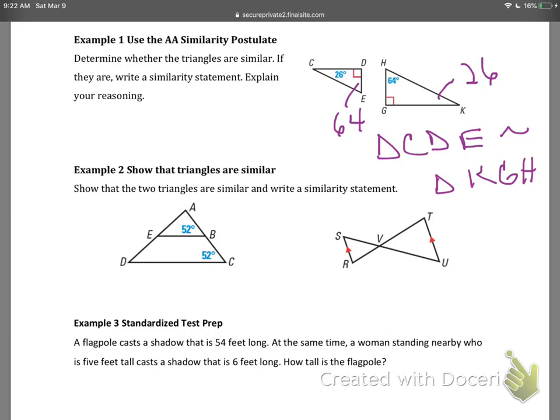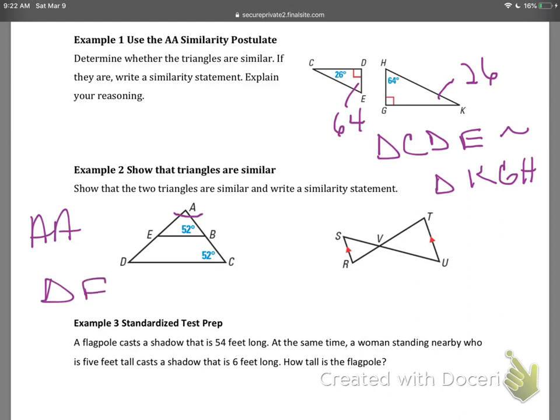Okay, example 2, they're asking us to show that triangles are similar. So show that the two triangles are similar and write a similarity statement. Okay, so the two triangles are located in this triangle. So what do I have? I know that this big angle A, or the top angle A, is in common to the small triangle and the big triangle. I also know that angle B is equal to angle C. So I have two angles in common. So by AA, I can state the following.